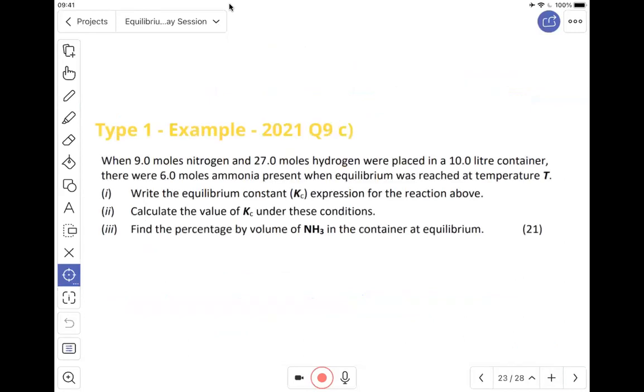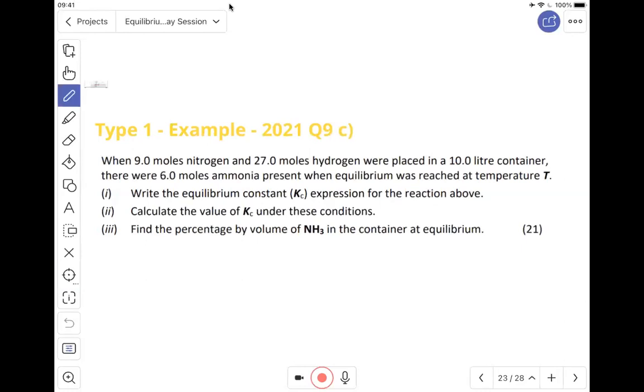We're going to look at type 1 first. This example comes from the 2021 paper. It was question 9C, and you can see here that the equilibrium calculation was worth 21 marks. So that 21 marks meant that this question was worth 7% of your full paper if you chose to do the equilibrium calculation. So if we read it, it says when 9 moles of nitrogen and 27 moles of hydrogen were placed in a 10-litre container, there were 6 moles of ammonia present when equilibrium was reached.